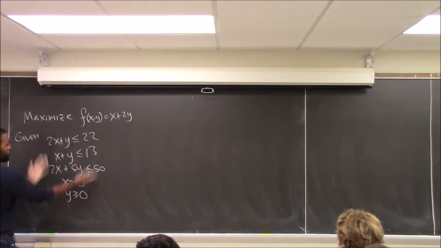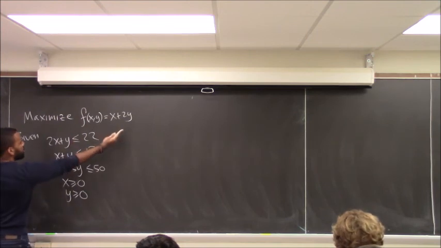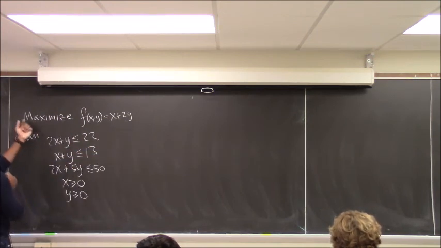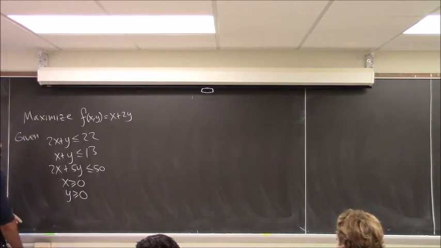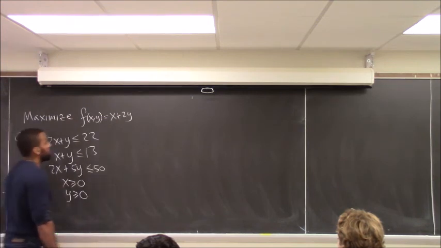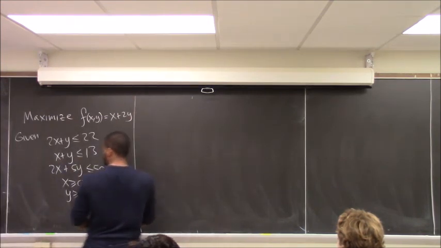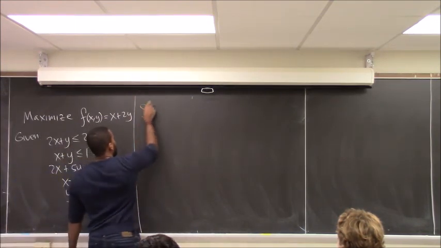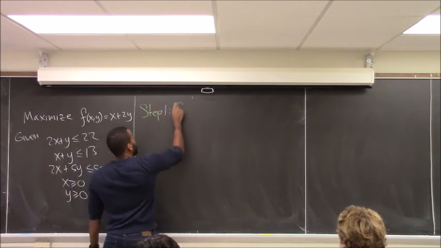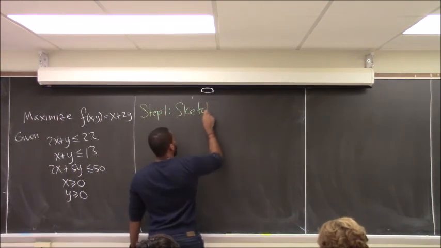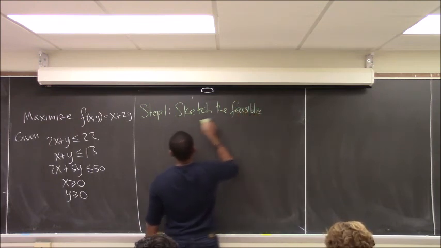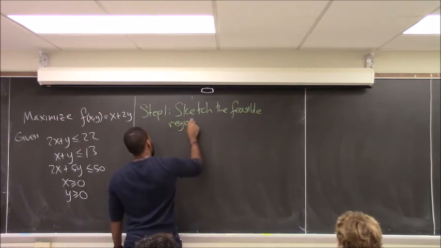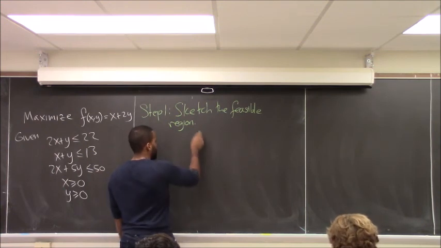So these are some restrictions that I have. This is a function that I care about and I want to make it as large as possible. What is the largest possible value that this function can take on if I obey all of these restrictions? So, we're going to solve these. Step 1: Sketch the feasible region. So, that's what we're going to do.